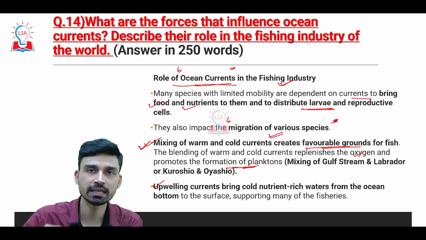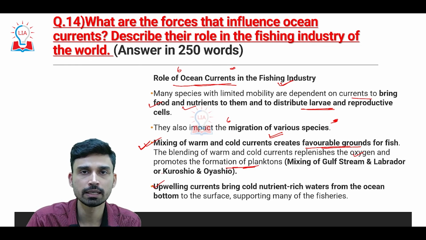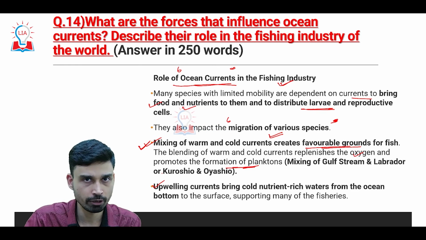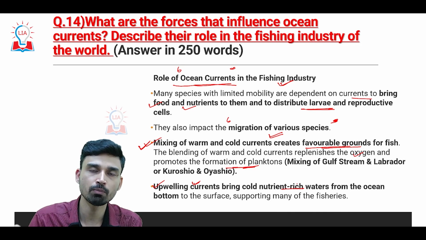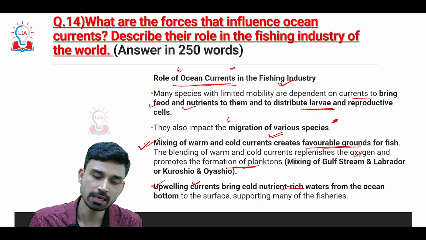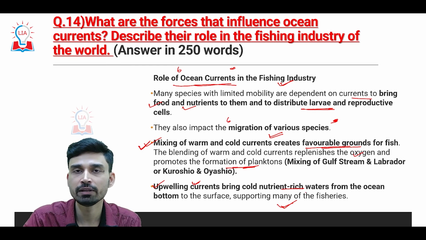Third, as we have discussed, there is also a vertical movement of water that occurs. The upward movement of water is called upwelling, while the downward movement of water is called downwelling. So in areas where upwelling is happening, the upwelling currents bring cold, nutrient-rich waters from below the surface of the sea, and that is why it also supports many fishes.